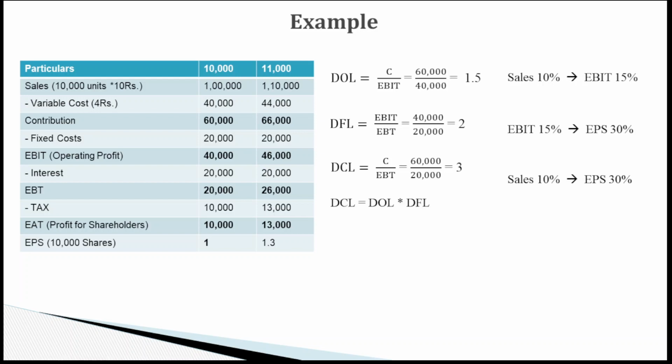So DCL can be calculated by multiplying DOL and DFL, that is 1.5 and 2, we'll get 3.